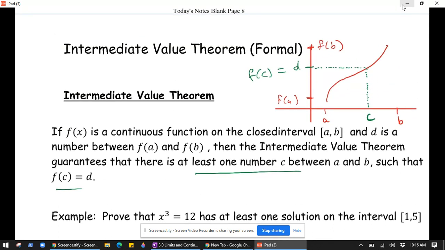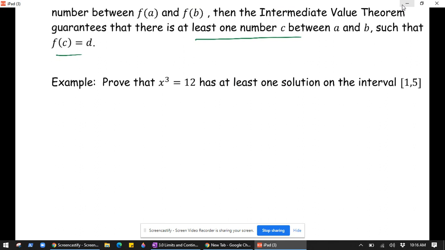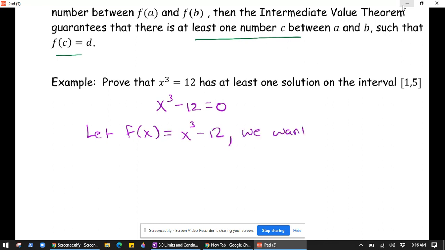the intermediate value theorem is defined in terms of a function. But that's okay. What we tend to do in this case is just change this equation to be x cubed minus 12 equals 0, and then just define f of x to be x cubed minus 12, and we want to show f of x equals 0, or I should really say f of c equals 0 for some c in the interval 1 to 5.